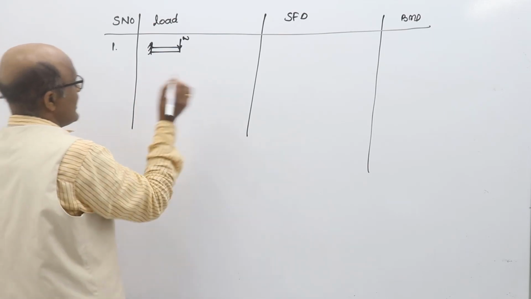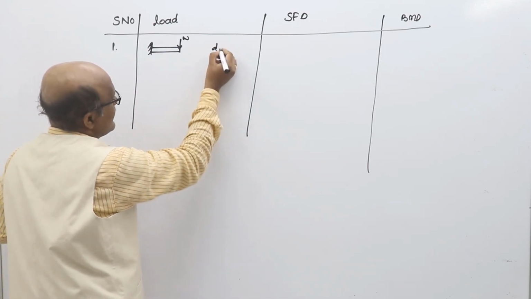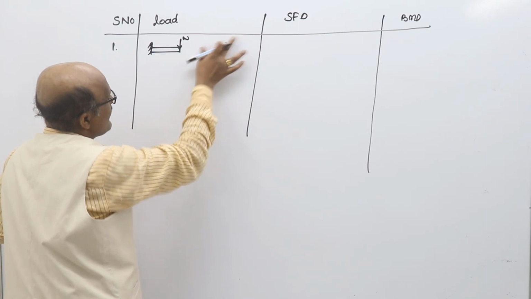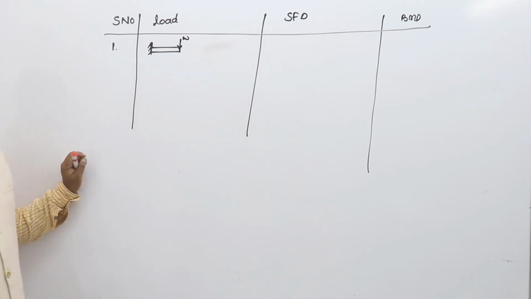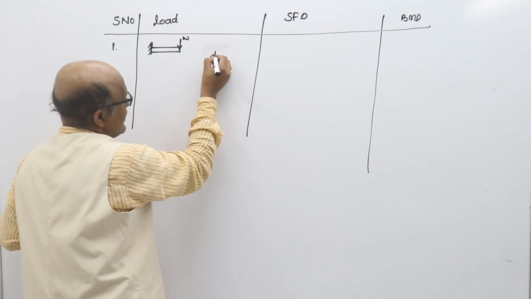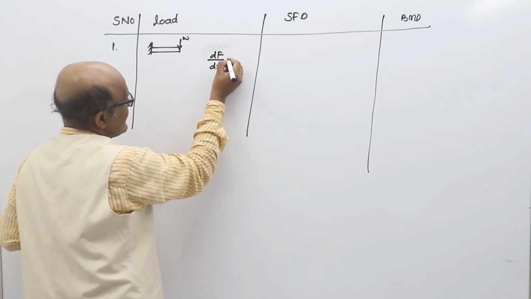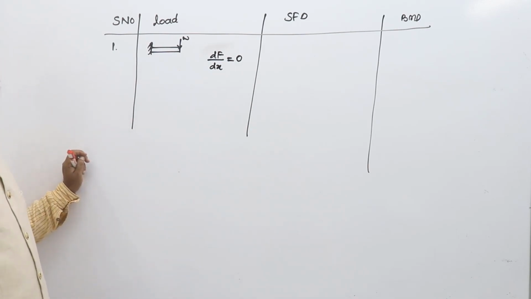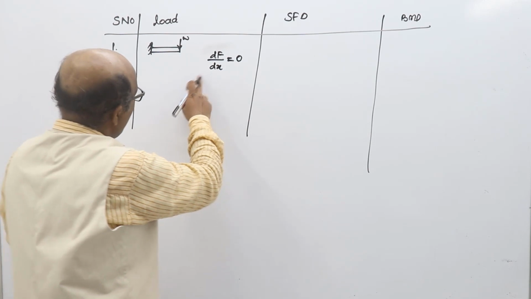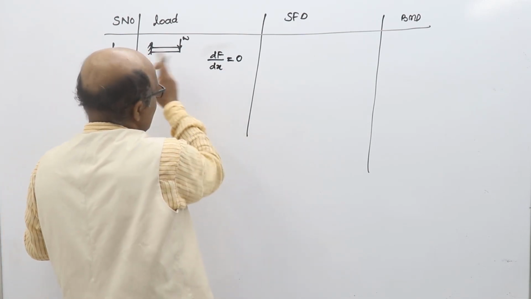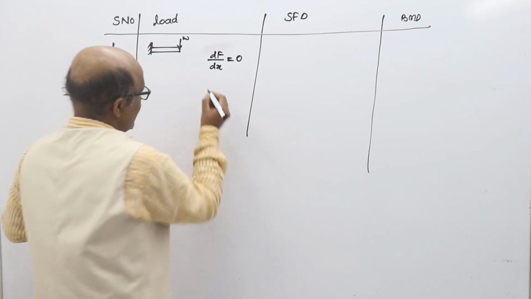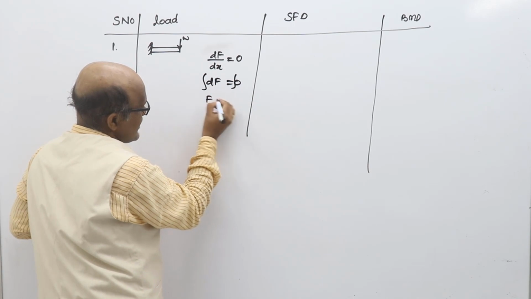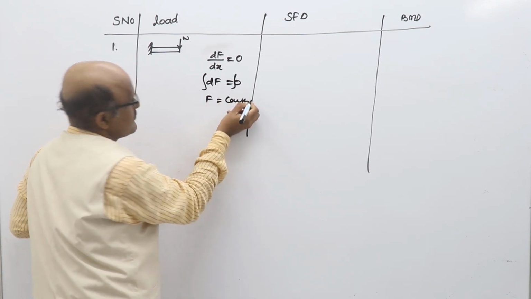So what is our bending moment? Suppose here is the force, with no load variation. So dF by dx is nothing but 0. Is there any load variation? No load variation, so dF equals 0. Integrating that, F equals constant.